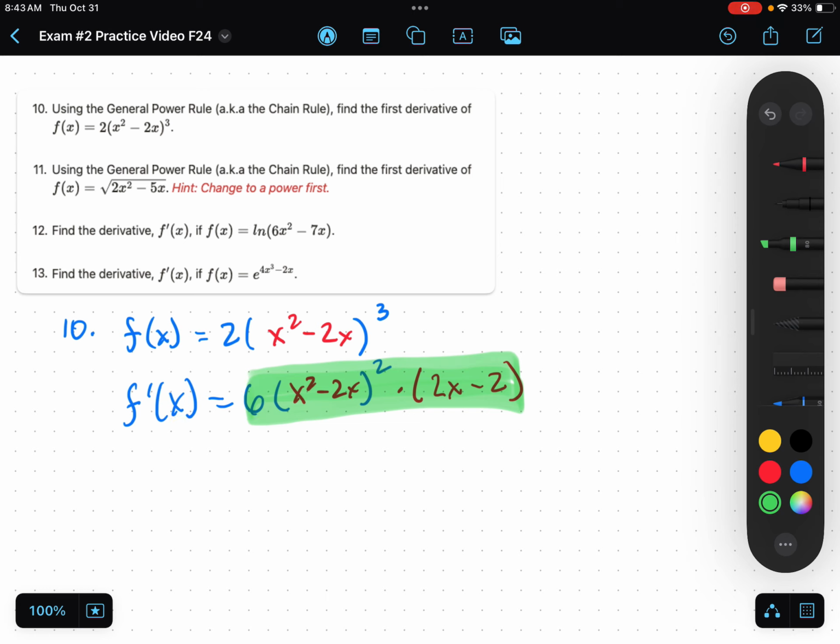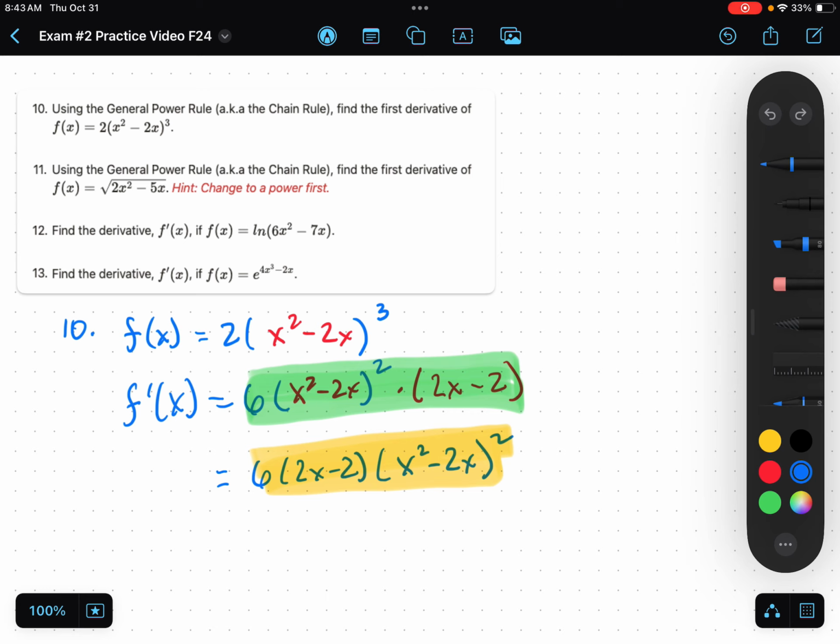I mean, there's different ways to attack it. So that's one version of the answer. Here's another version: 6 times 2x minus 2 times (x squared minus 2x) squared. That's a second version of the answer. But you might also see, I mean, we might want to factor that 2x minus 2 also. So here's another version. I'm not real worried about that part.